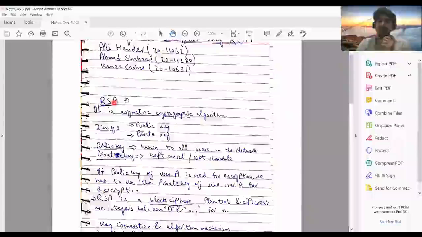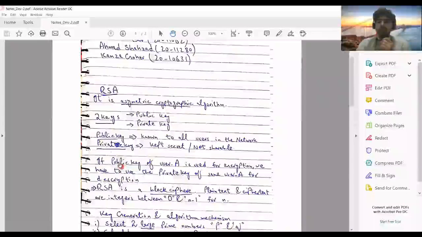RSA is basically an asymmetric cryptographic algorithm. Asymmetric cryptographic means that it involves two keys: first a public key and then a private key. So the questions are, what are public and private keys? The public key is known to all users in our network. The private key we keep secret, which means it is not shareable.